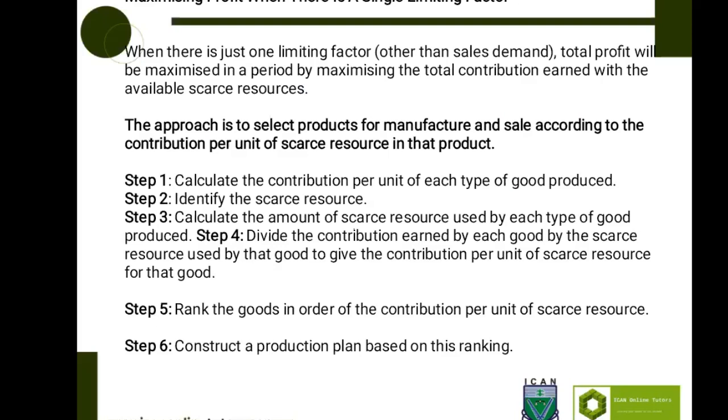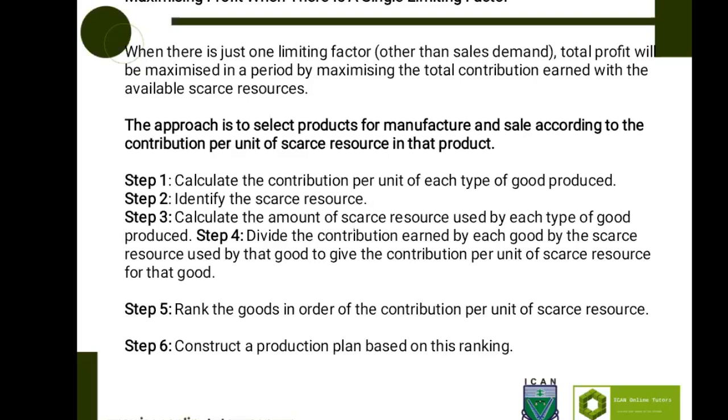We have steps that have been given on how to maximize profit with a single limiting factor. Step 1 is for us to calculate contribution per unit of each type of goods produced. Step 2 is to identify the scarce resource. Step 3 is to calculate the amount of scarce resource used by each type of goods produced. Step 4 is to divide the contribution earned by each good by the scarce resource used by that good to give the contribution per unit of scarce resource for that good.